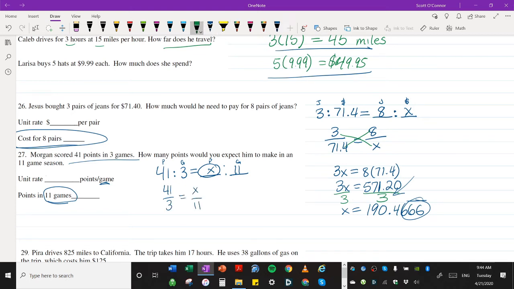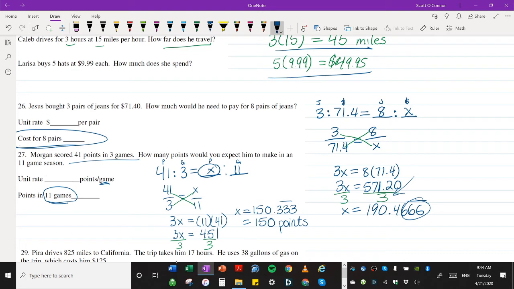I can draw my cross, and that tells me what has to multiply by what. 3x is equal to 11 times 41, and 11 times 41 is going to give me 451. So 3x is equal to 451. I need to divide both sides by 3. When I do 451 divided by 3, I get x is equal to 150.33333, and I can round down. X is equal to 150 points, and you'll see it's the same answer that we got before.